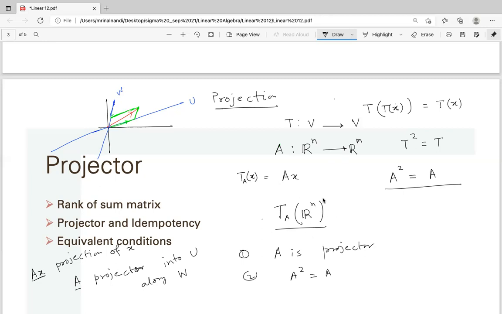U is just the range. U is the range of this T, and actually, what is that? It is the column space. Yes, it is the column space of A. So for some U and W, if it is a projector into U along W, then A is called a projector.